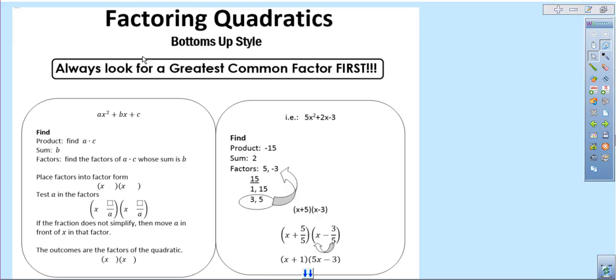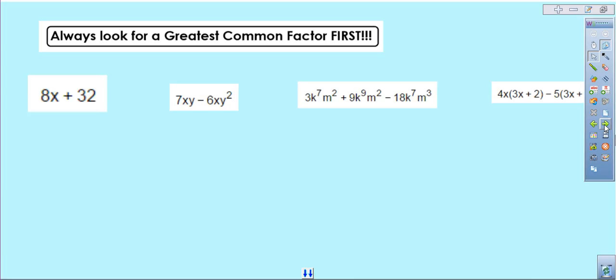This is the technique we're going to use, and whenever we do the process of factoring using bottoms up, or anytime we factor, we always look for the greatest common factor first. So we come across these examples right here, and remember the objective of this video is greatest common factor.